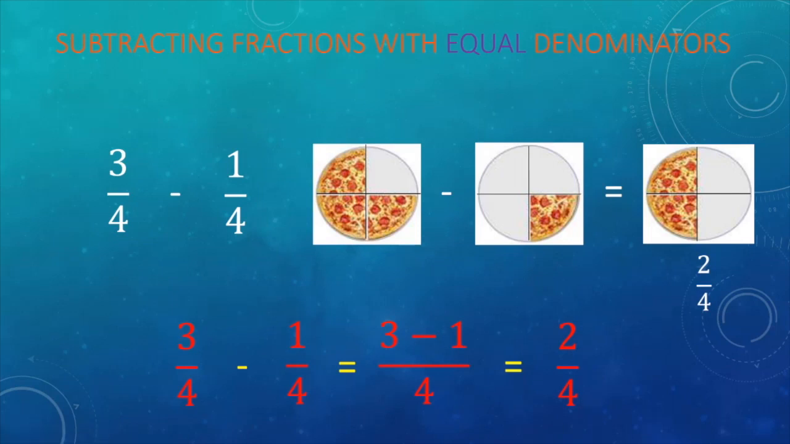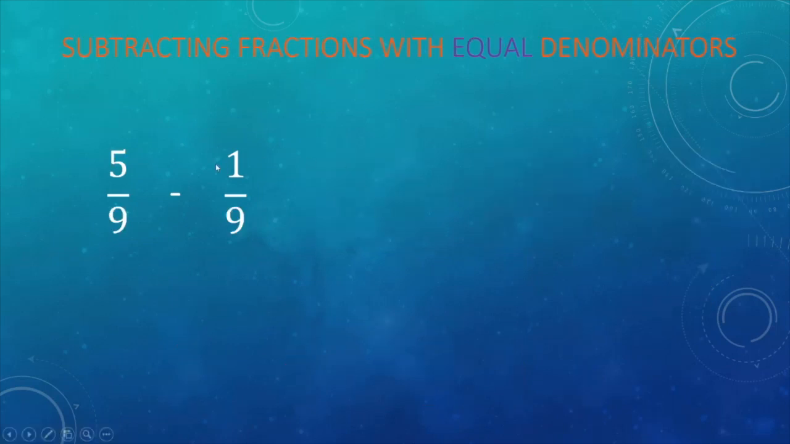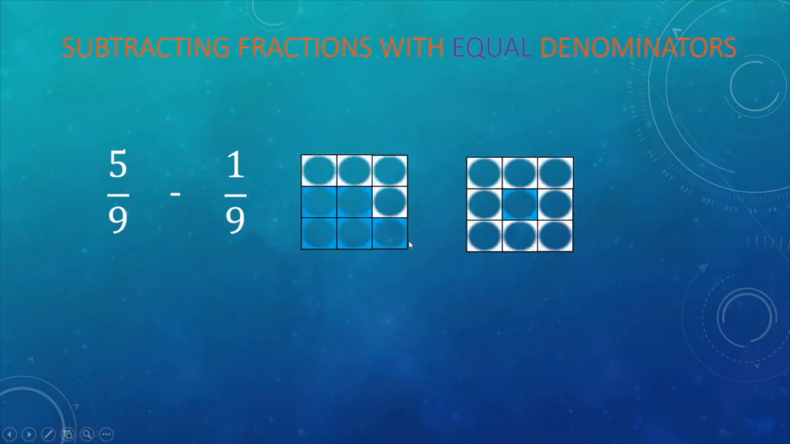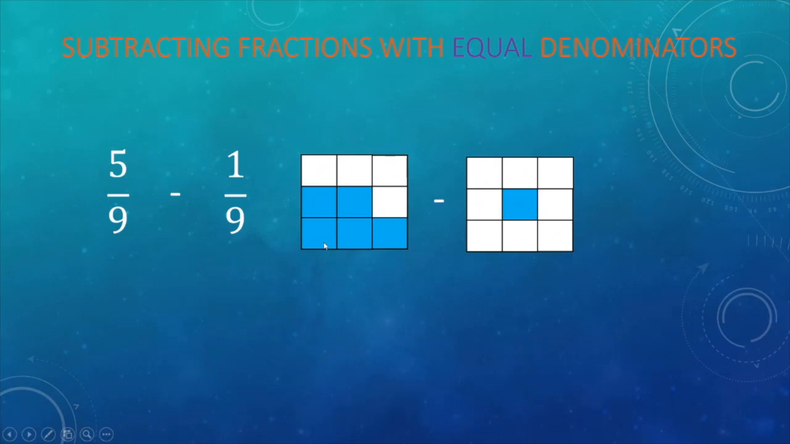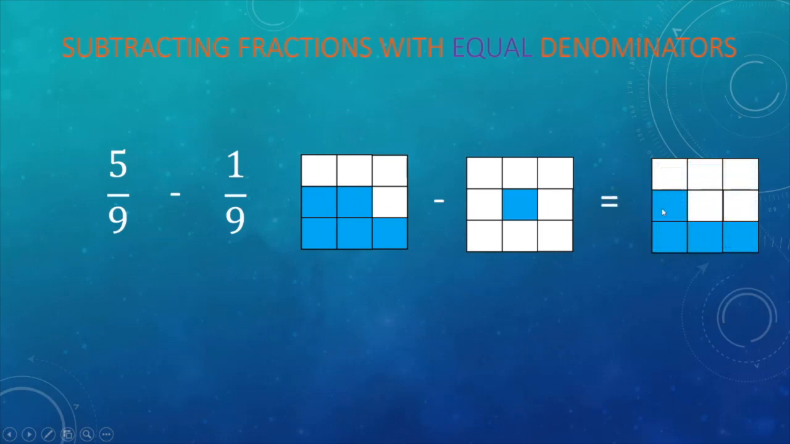And the last example, we need to subtract 1 over 9 from 5 over 9. We have a square divided in 9 equal parts. 5 parts are colored. I would like to erase 1 colored part in the middle. So if I erase this colored part, we will have only 4 parts colored, and the total is still 9.